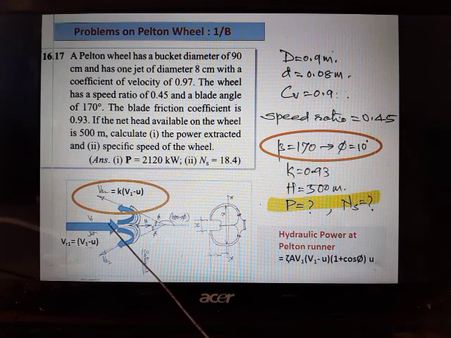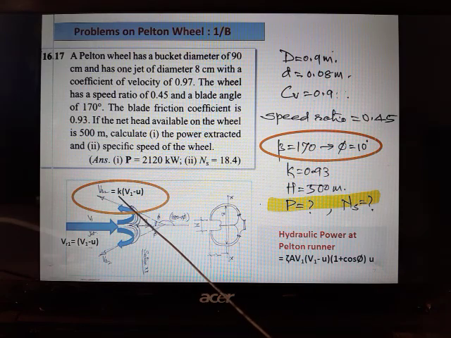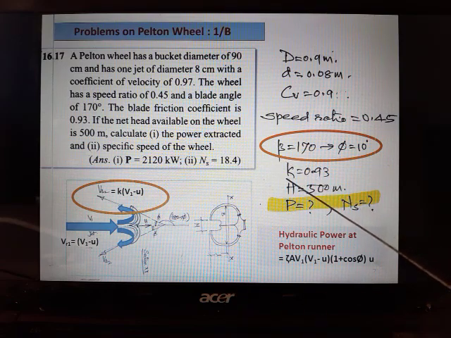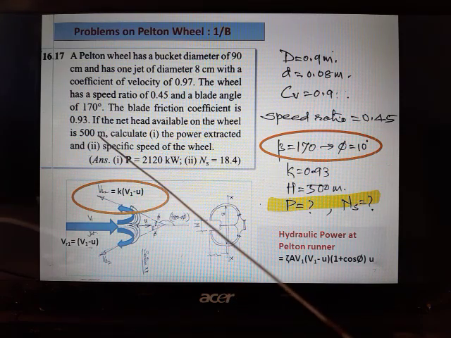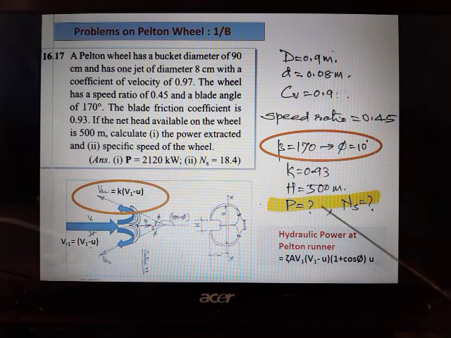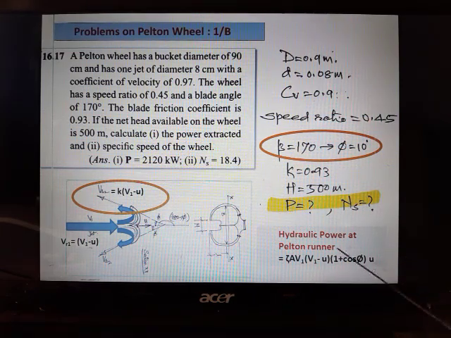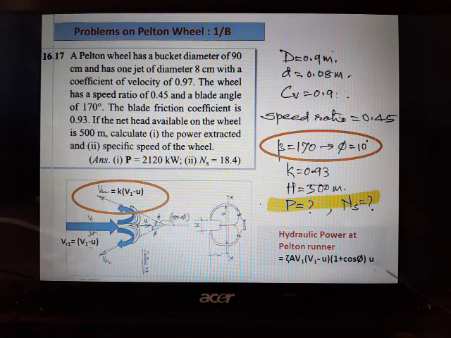Now the velocity with which it strikes, with the same velocity it goes out, but while doing so it has to overcome some friction over here, so that reduction in the velocity is given by the multiplier K. That is what is called the blade friction coefficient. So the outgoing velocity would be K times (V1 minus u), not the same as V1 minus u. That is the new thing. And the power developed, hydraulic power at the Pelton wheel, is given by this expression already. We know this.